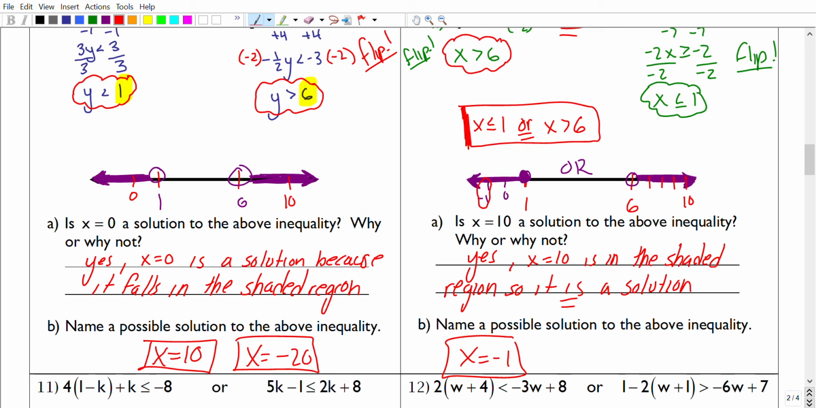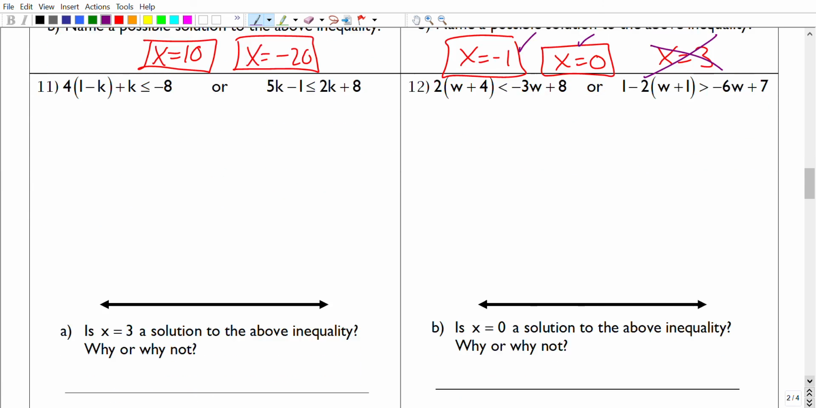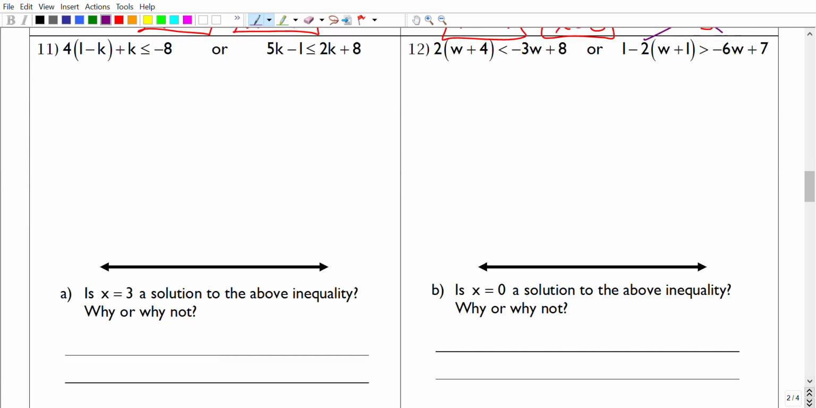Okay? Now you could keep choosing different numbers. X equals 0. Now let me ask you this, would x equals 3 be a solution? No, that would not be, because x equals 3 would be somewhere right here, and that is definitely not in the shaded region, so that would not work. Okay, so any of these two answers or anything within the shaded region would work as a possible answer for part B.